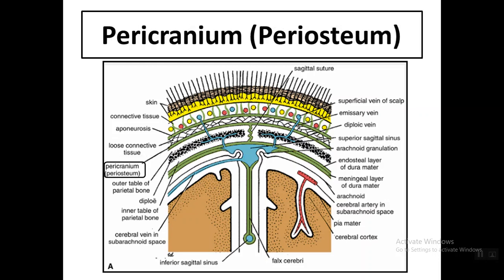Next, the last layer is the pericranium, which is the periosteum. This is here in green, pericranium or periosteum. It covers the bone, and at the sutures it becomes continuous with the periosteum, or let us call it the endosteum, that covers the skull bones from the inside. So this layer covering the bones is called the pericranium or periosteum, continuous at the suture with the endosteum lining the bone from the inside.